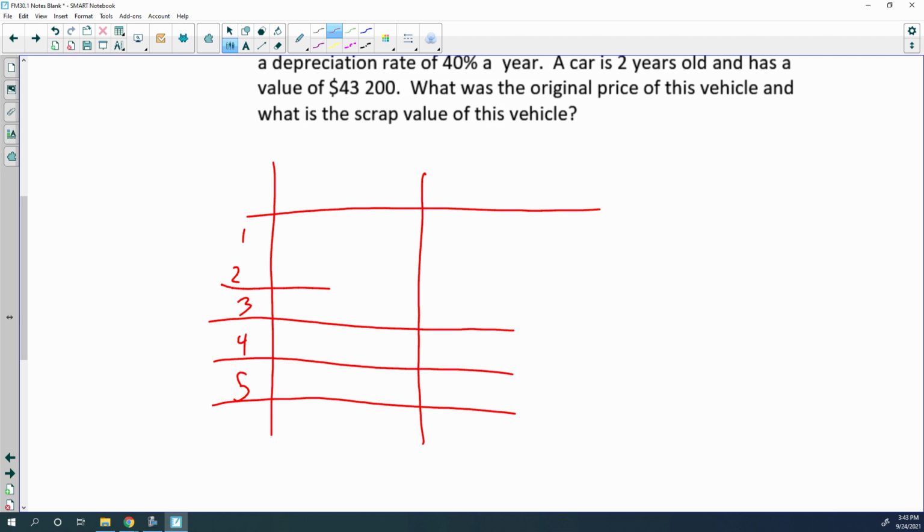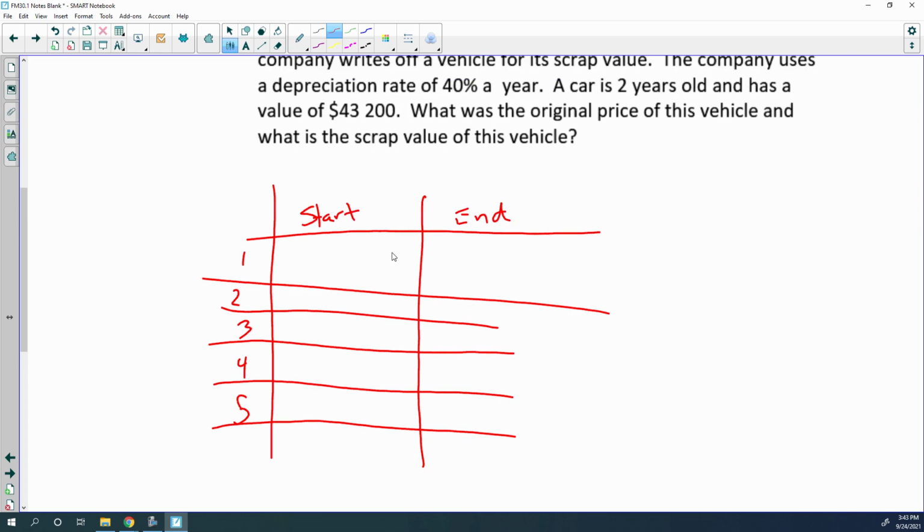And so for each column, I am going to write what the start value of it was, so what was it at the beginning of the year and what it is at the end of the year. And so our vehicle, a car, is 2 years old, so that's the end of the second year. It's $43,200.